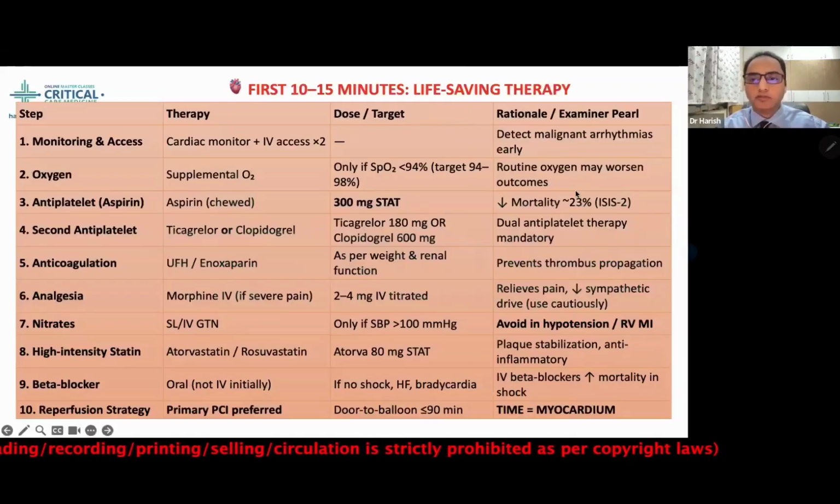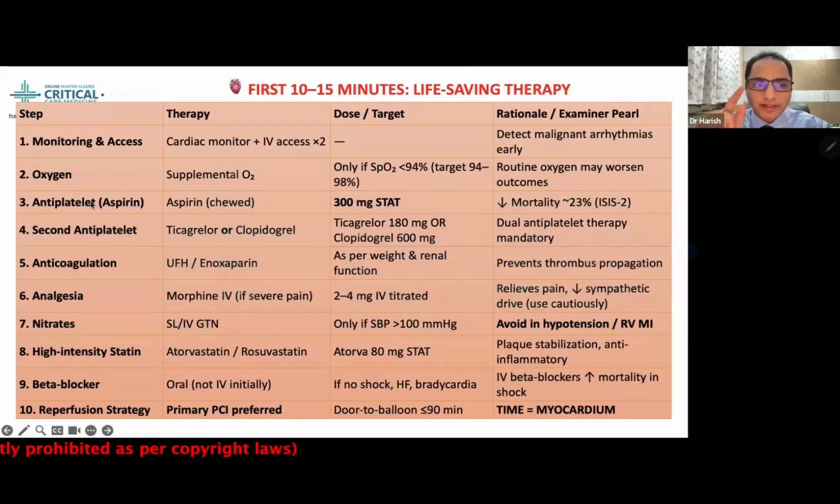So there is no indication for routine oxygen, but if it is less than 94%, you can supplement the oxygen. So antiplatelet, aspirin, chewed aspirin is life-saving. 300 milligram stat. According to the ISIS-2 clinical trial, it reduced the mortality by about 23%. This is one of the strategies which helps in reducing the mortality.